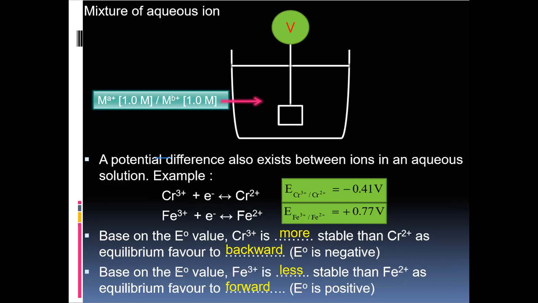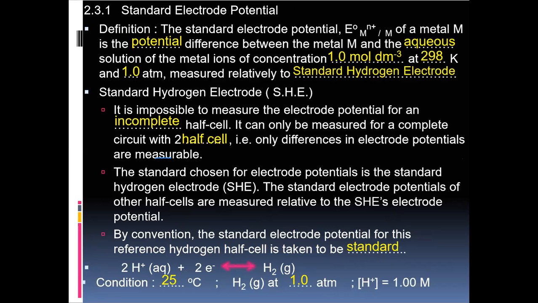And based on the electrode potential value, Fe3+ is less stable than Fe2+, as equilibrium favors the forward reaction, because the electrode potential is positive. Obviously, because it favors the forward reaction, Fe2+ will be more stable than Fe3+. That is, Fe3+ is less stable. It is still the same statement either way. So having covered the three different ways, now we can talk about standard electrode potentials.